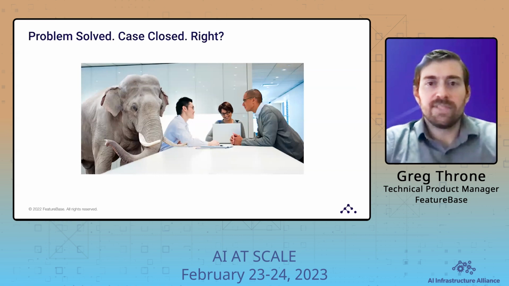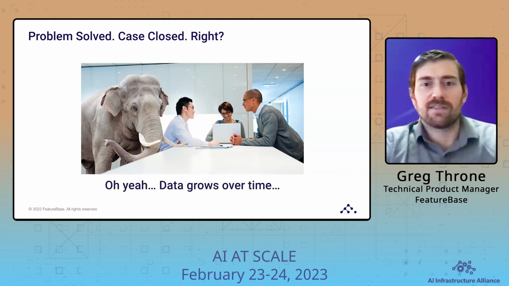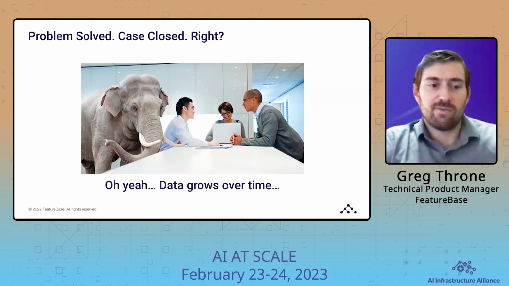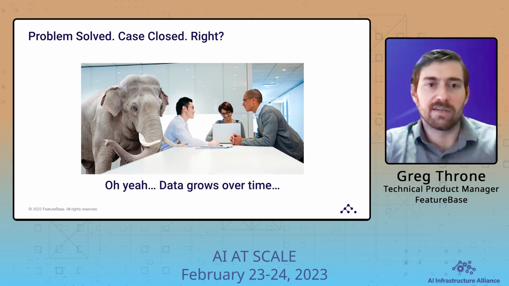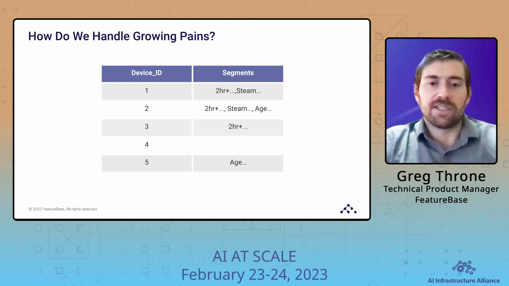We're going to kick this off, and in 5 years' time, we're probably going to be good now, right? All right. No, probably not. Data is going to grow over time. We've all been there, done that. We're going to have to keep latency low. So we're going to have to address a couple of things in this data model. So how do we handle the growing pains here?